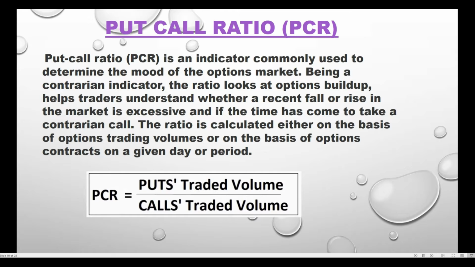The ratio is calculated on the basis of option trading volumes, simply based on the volumes of the call side and put side respectively, for Nifty or Bank Nifty or any FNO stock, on the basis of options contracts in a given period. The simple formula for calculating the PCR is put traded volume divided by call traded volume. You need to take the complete traded volume of that particular day or contract of the put side first and divide it by the call side. You will get a certain value below 2 or below 1.5.